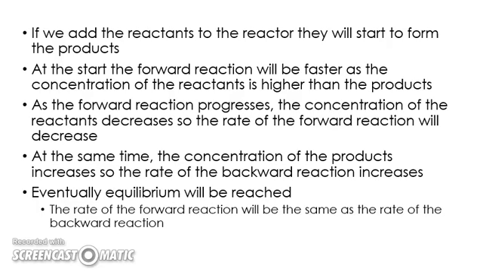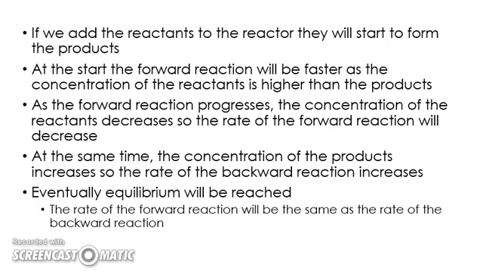And various points about this are important. So first thing is that when we add the reactants to the reactor, they start to form the products. And at the start of the reaction, the forward reaction is going to be faster because the concentration of the reactants is going to be higher than the products. So at the very first point where you just have reactants there and there's no product, of course there's no reverse reaction because you haven't got any product. So it's only once the products start to form that the backwards reaction starts to happen.